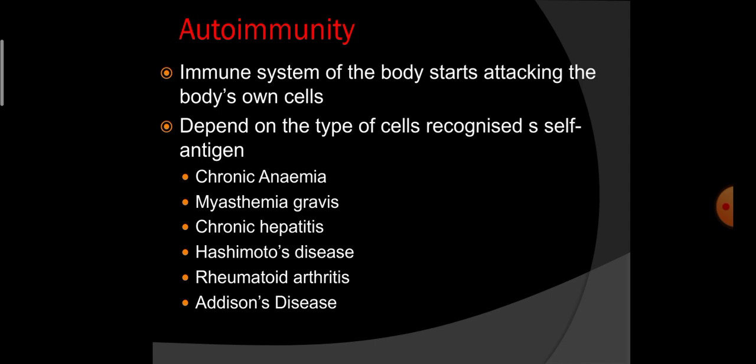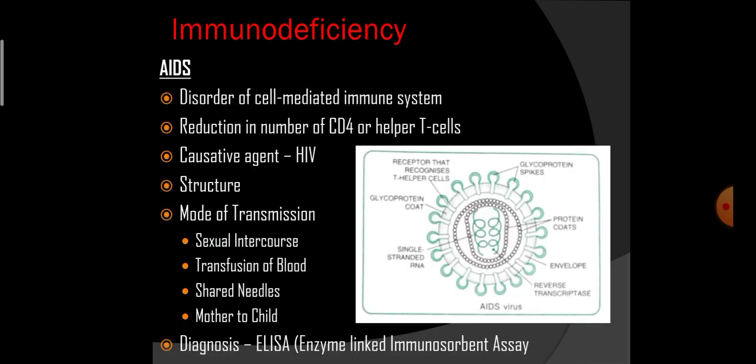So if such a condition arises where the body keeps reacting against its own cells, it will lead to autoimmune disorders. Next is immunodeficiency diseases, when there is no immunity in the body. Don't get confused between autoimmune and immunodeficiency. Autoimmunity means the body's immune system is perfect, but it is not able to recognize which cell is what, so it is attacking its own body cells.